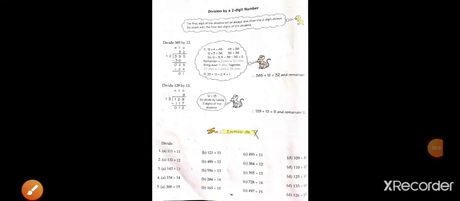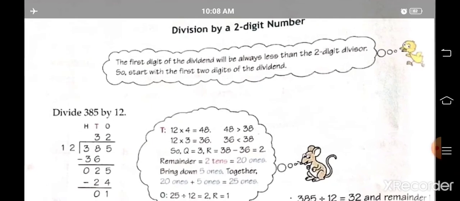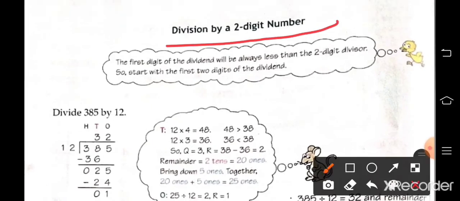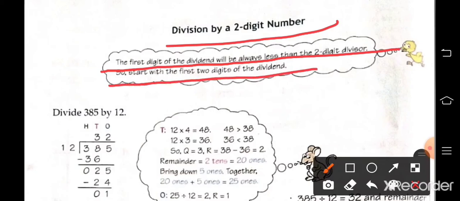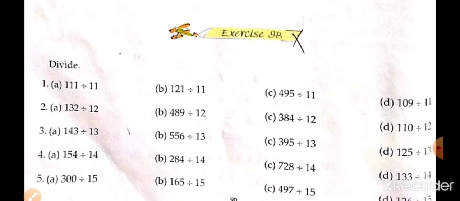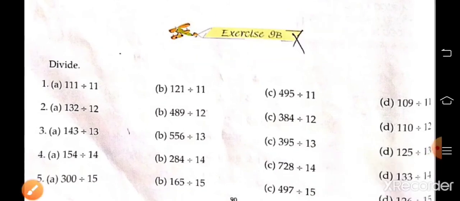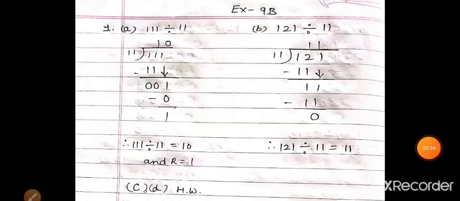Now the next at page number 90, division by 2 digit numbers. Okay, so the first digit of the dividend will always be less than the 2 digit divisor. So start with the first 2 digits of the dividend. Okay, we start from the first 2 digits of the dividend. So here exercise 9b, divide. So for it take out your notebook. Write in your notebook exercise 9b.